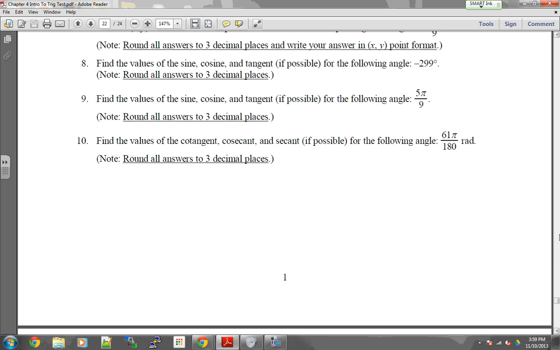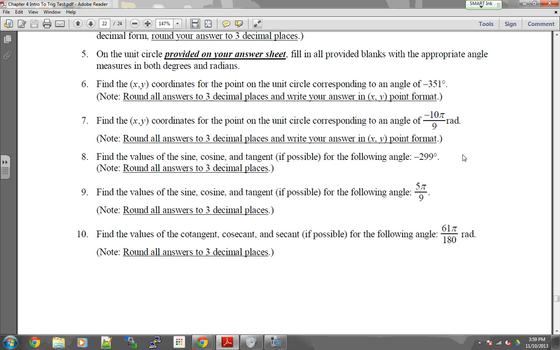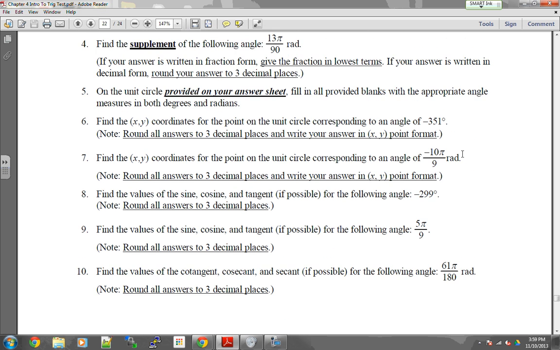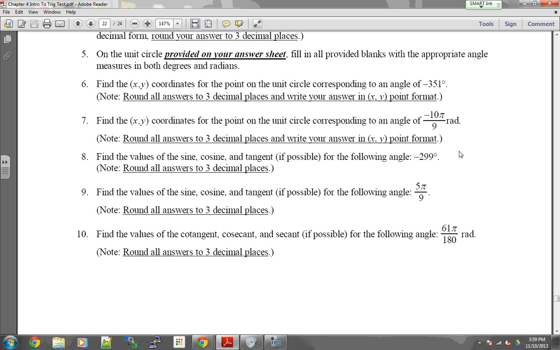Alright, on the unit circle provided on your answer sheet. Okay, I didn't give y'all an answer sheet, but all I wanted you to do was draw on the unit circle what we've already gone over. Alright, so let me draw the unit circle. I'm going to scroll down here and do it down here.